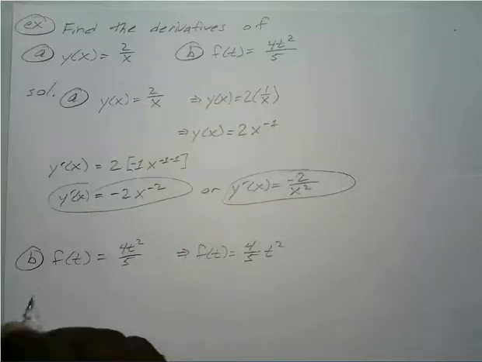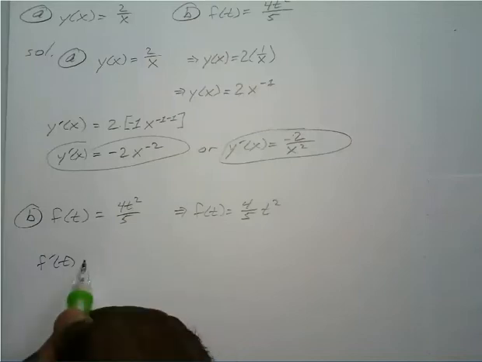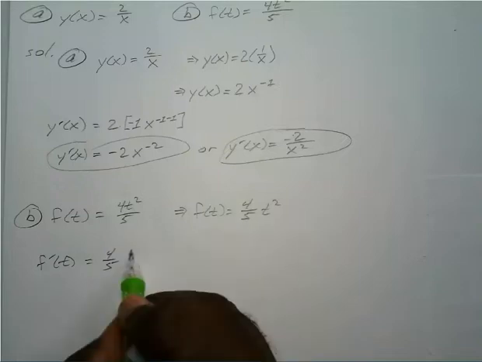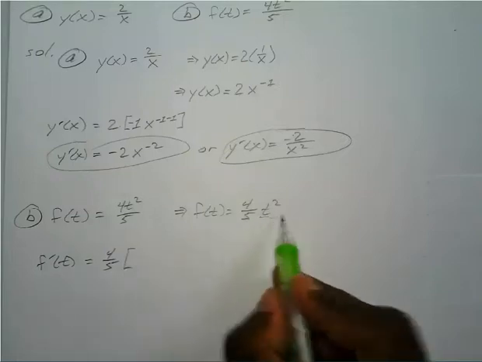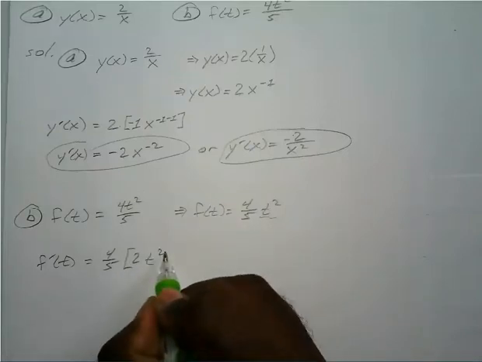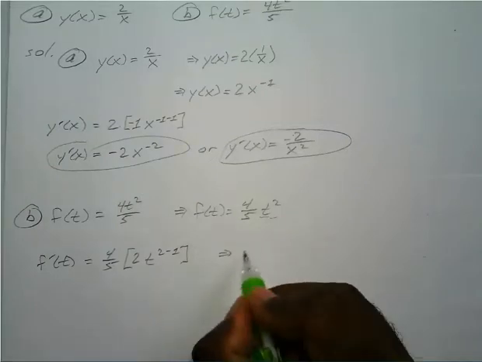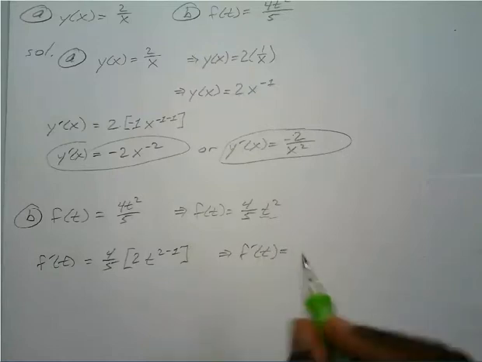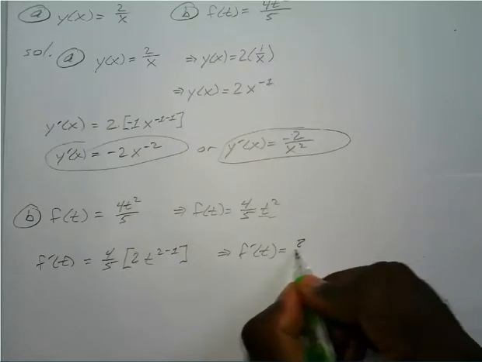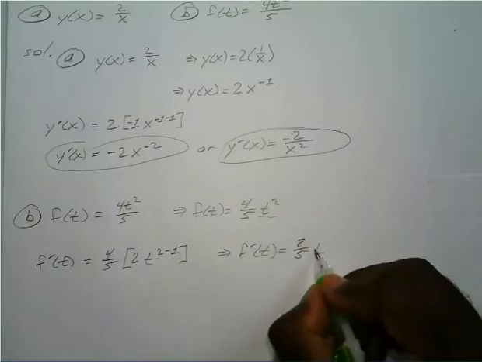Okay, so if we want to find the derivative, f prime of t is equal to 4 over 5. Remember, we just have our constant there. So we now worry about just the variable. We bring down our 2. So it's 2 times t to the 2, and then we subtract 1. Okay, so that means our derivative is equal to 4 over 5 times 2, which is 8 over 5, and t to the 2 minus 1 power is just t to the first power.